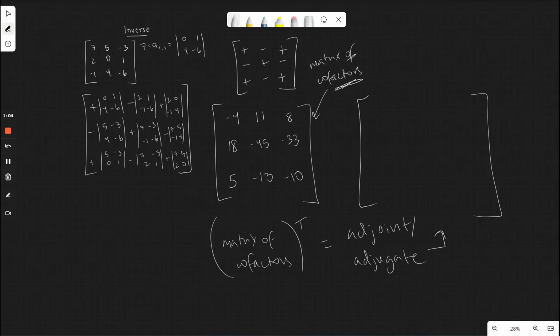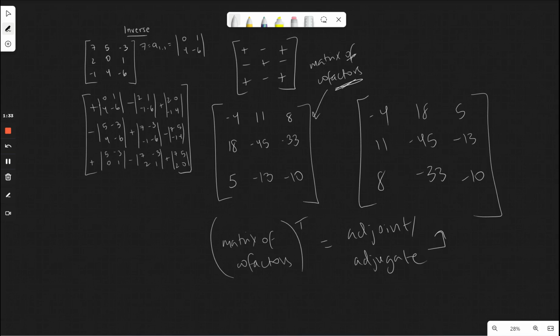So we're just transposing it, which means we reflect it over the main diagonal. All of our rows become columns and our columns become the corresponding rows. So for example, -4, 11, 8 is our first row, and now it's going to become our first column. And we just keep going on like that. Alright, so this right here, that's our adjoint matrix.